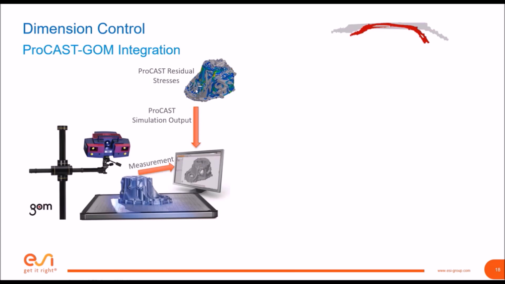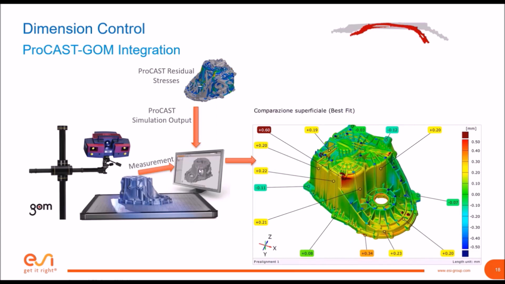So we are able to export the distortion from ProCAST residual stress output into this one, superimpose, and finally understand what the deviations are. So this is simpler for analyzing the distortions now. This is exactly how our customers are used to doing it, and this is what we would like to bring to you.